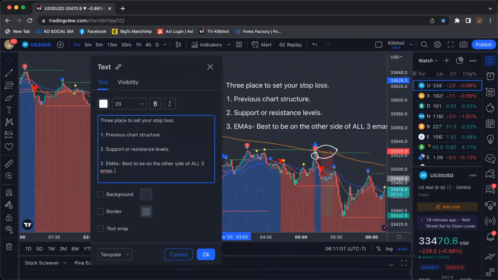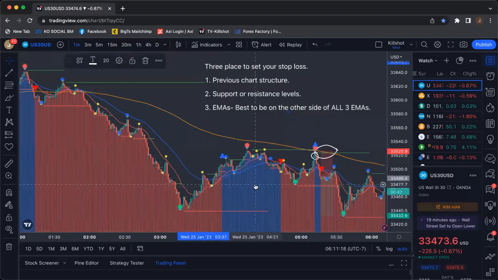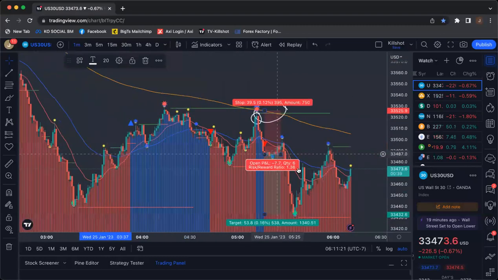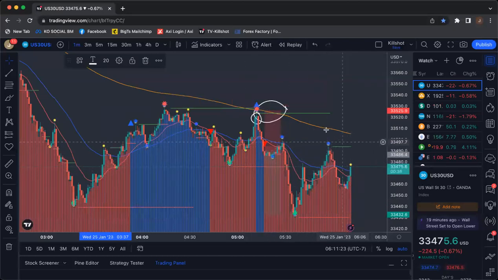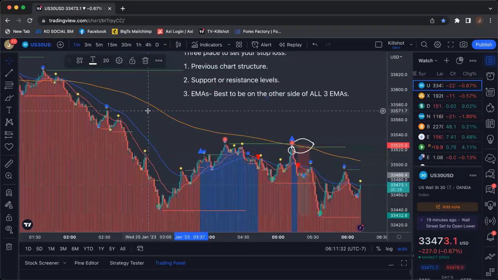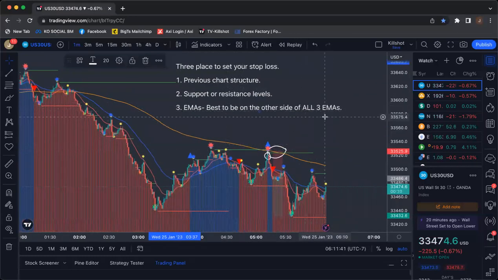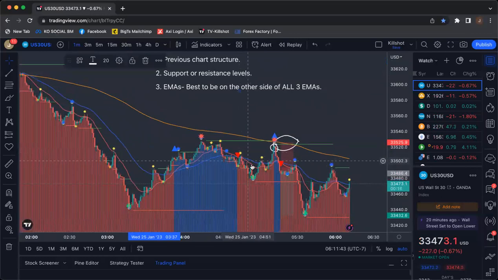Now, sometimes when you enter a pullback, you're not going to get the opportunity to enter. Like if you're entering a pullback, and this essentially was a bit of a pullback, even though you got a signal change, sometimes you won't get the opportunity to have your stop on the other side of all three. Sometimes, if you enter a pullback here, the 238 is 100 pips away because it's on such a strong downtrend. So it's best to be on the other side of all the three EMAs, but it has to at least be on the other side of the 20 and the 50. Okay.